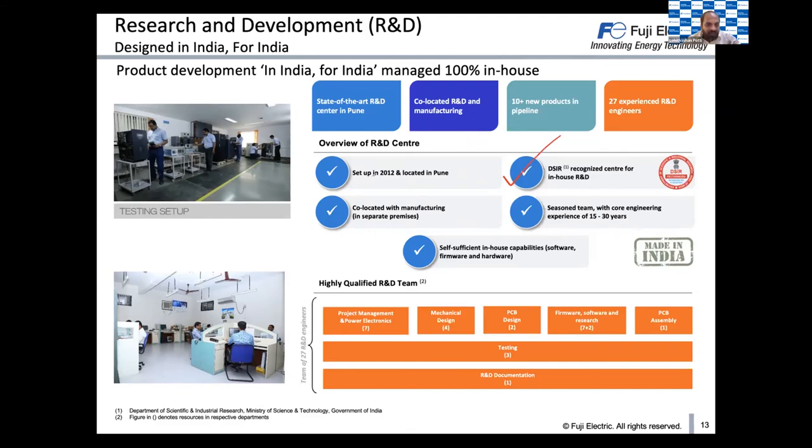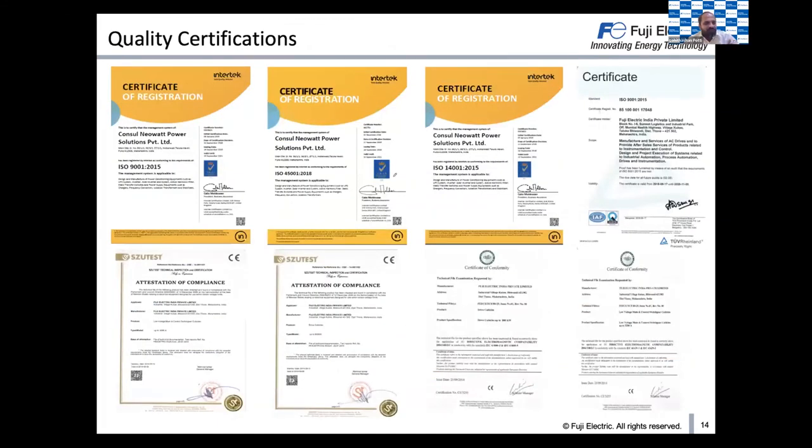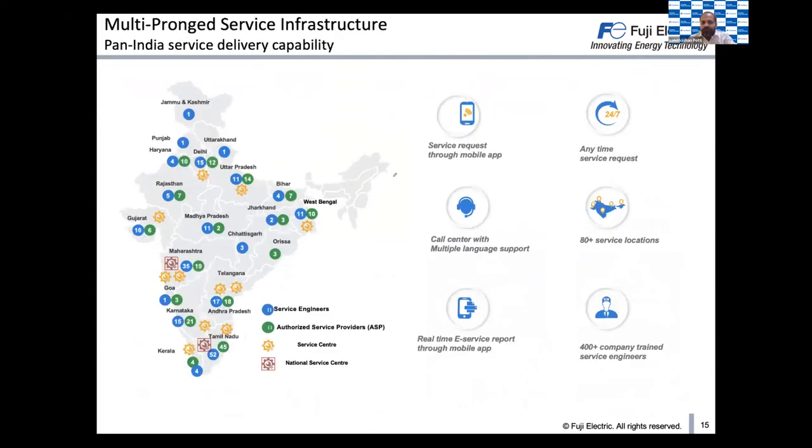This R&D setup was set up in 2012, and today we proudly say that a lot of technologies have been introduced indigenously in the country. For example, we are the first to do indigenous design of three-level technology solar inverters, etc. So we have a lot of credentials for our R&D team in the country. And for the factories, all quality certifications are available: ISO 9001, 14001, 45001.